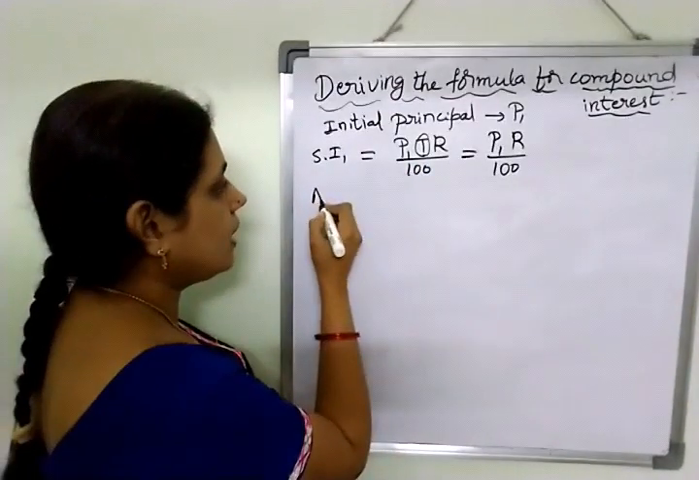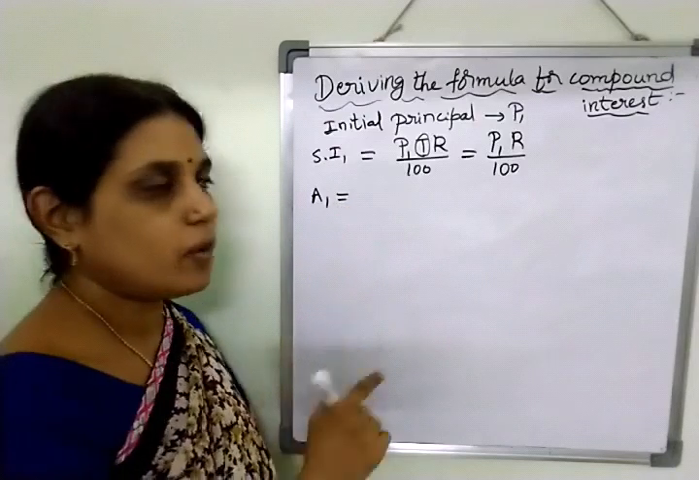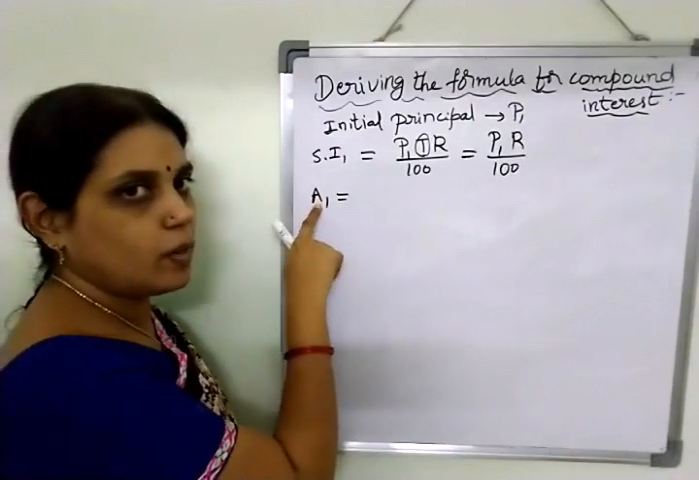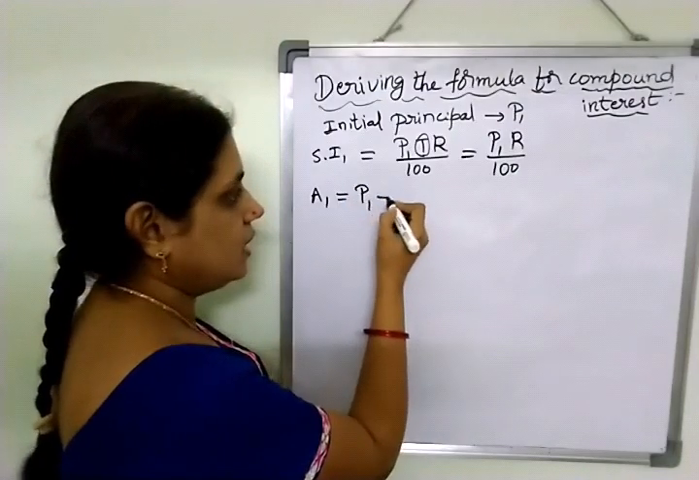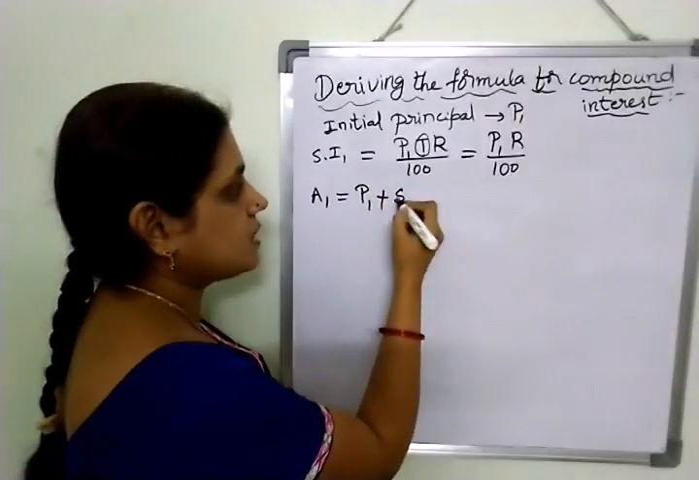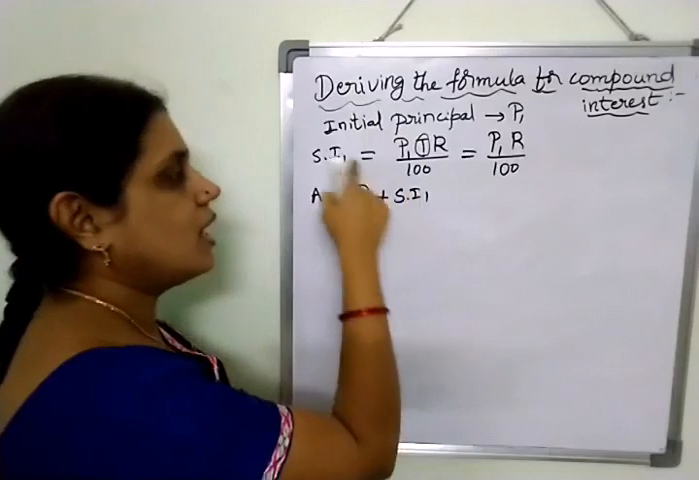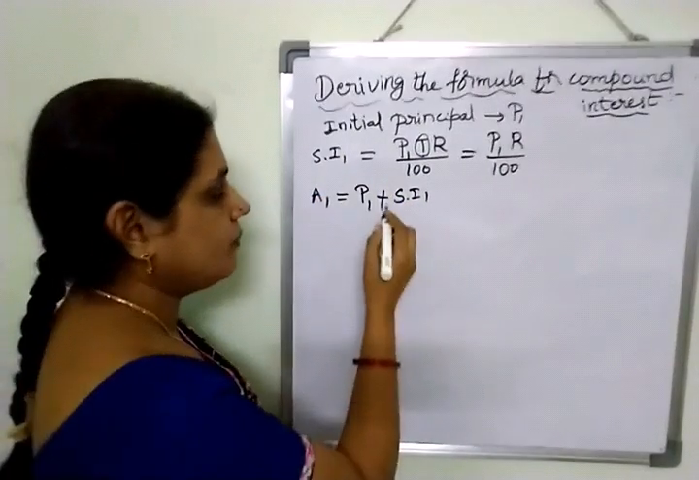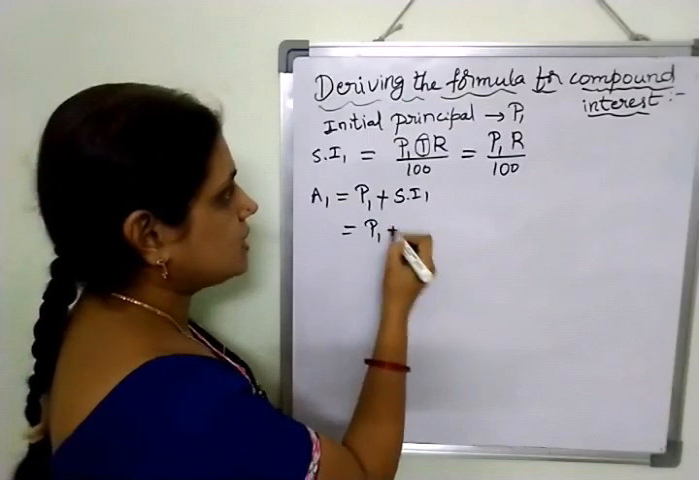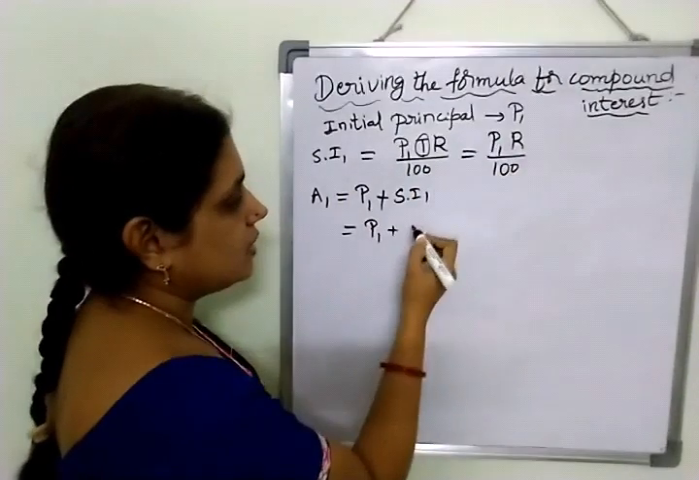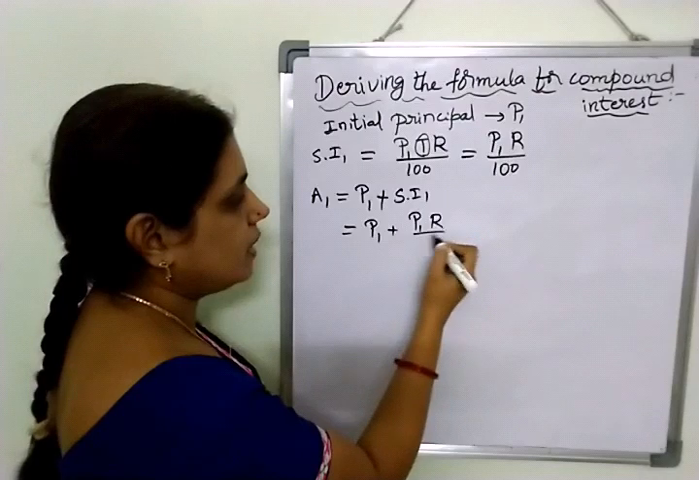Then what will be the amount? A1 means the amount after 1 year. Amount after 1 year, A1 equal to P1, the initial principal, plus SI1, simple interest, that means the interest after 1 year. So it will be P1 plus what is the SI1, that is P1 R by 100.